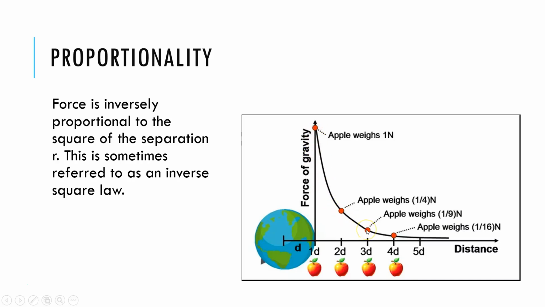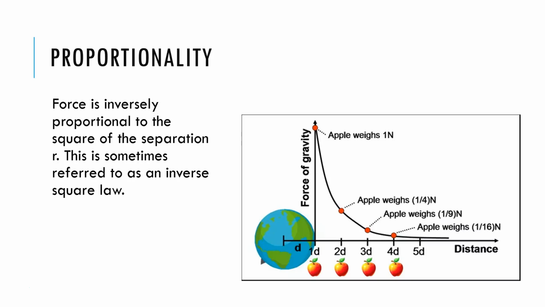If we go out to 3d, then it becomes 1/9 of the original weight, so 1/9 of a Newton. If you go out to 4d, it's 1/16 of a Newton. If we went out to 5d, it would be 1/25. If we went out to 6d, it would be 1/36, and so on. Okay, so that illustrates it graphically.